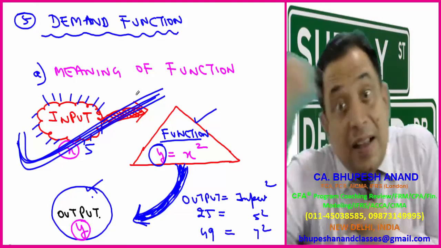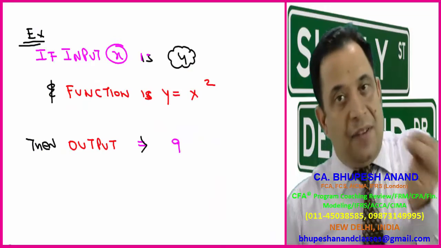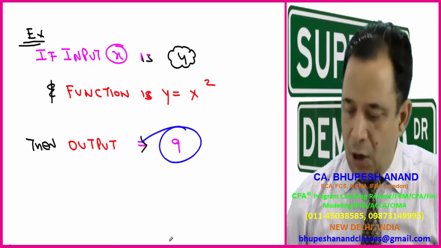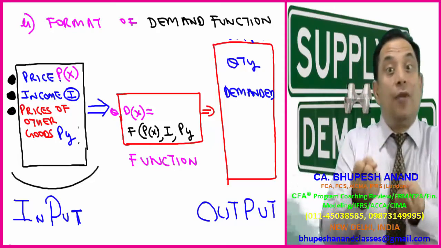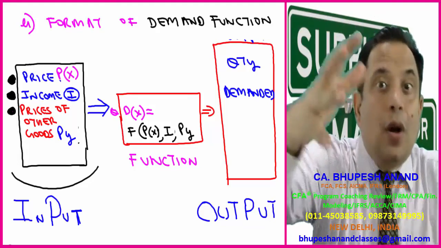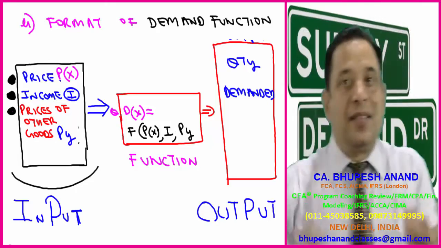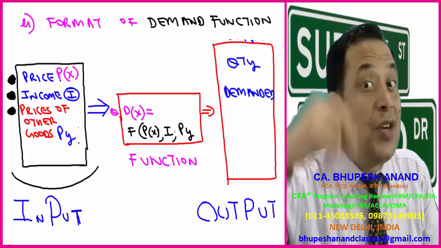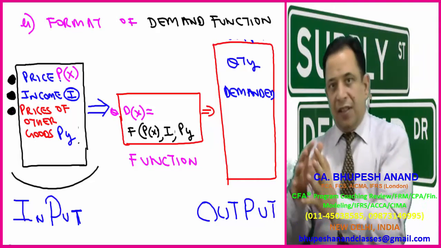Now I will relate it to expressing the demand function mathematically. If the function is y is equal to x square, y is output and x is input, then if input is 3, output is equal to 9. Now what are the variables, the inputs, in a demand function? I have just told you that the demand of a product, such as petrol, depends upon different variables. The first is the price of that product, then the income of the person who is consuming it, the price of substitutes and the price of complementaries. This is the input. Then there will be one function, and then that function will have some outputs.